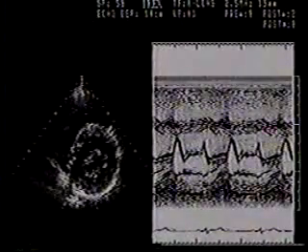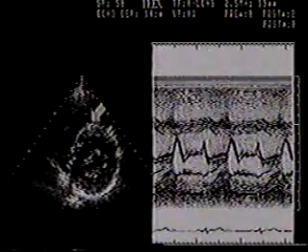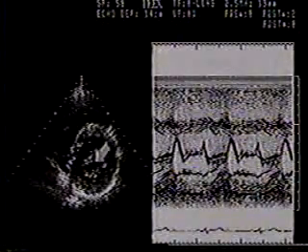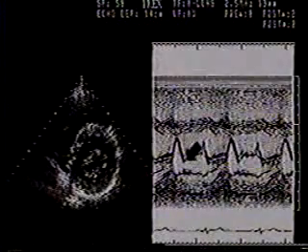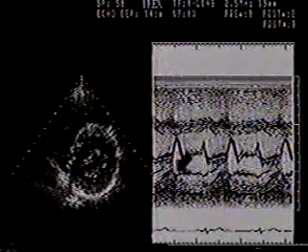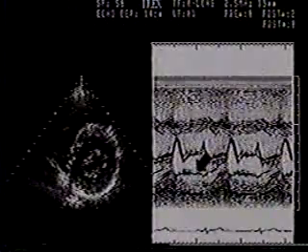Here the M mode cursor has been directed through the short-axis view of the left ventricle at the level of the mitral leaflets. The anterior mitral leaflet moves with a characteristic M-shaped pattern, while the shorter posterior leaflet moves in mirror image with a W pattern.